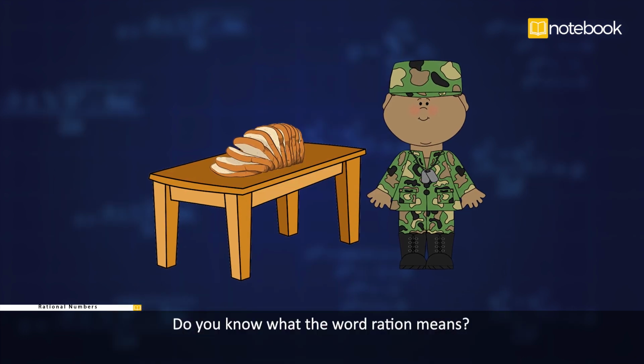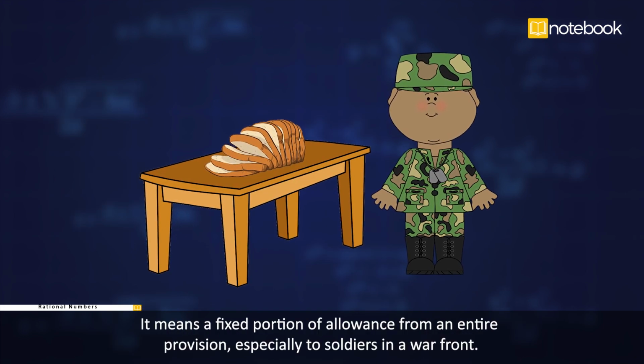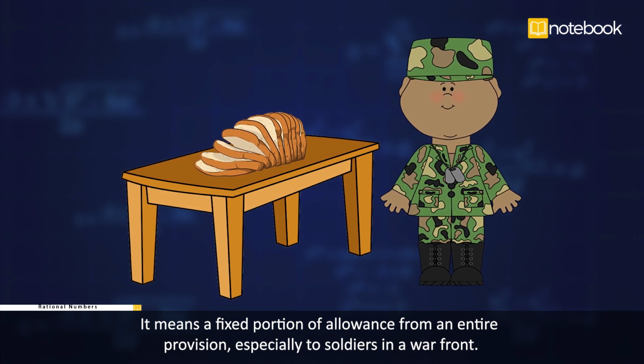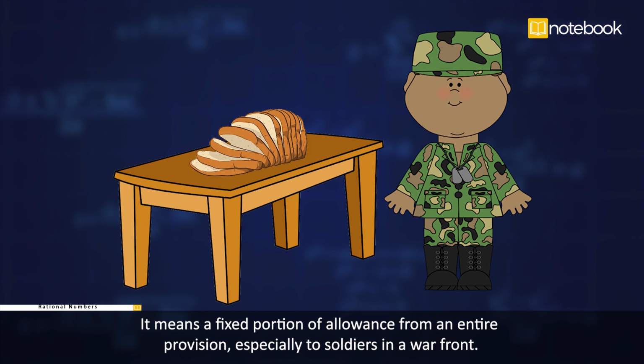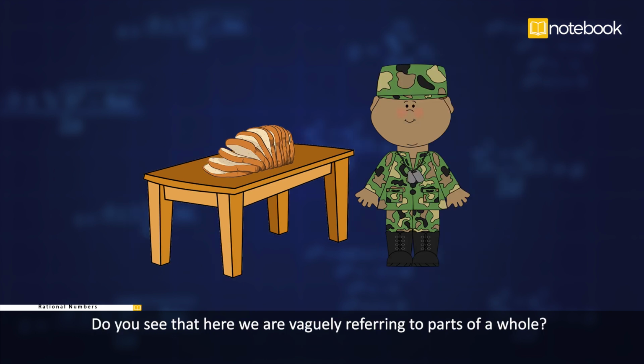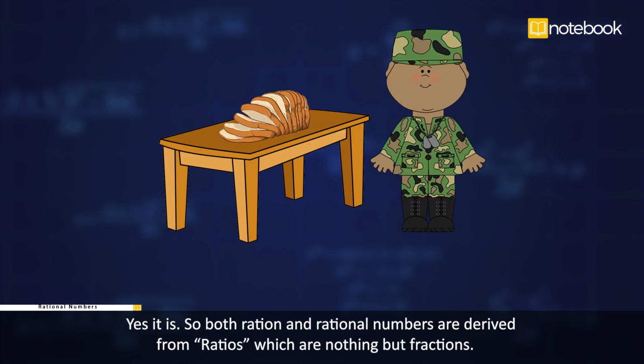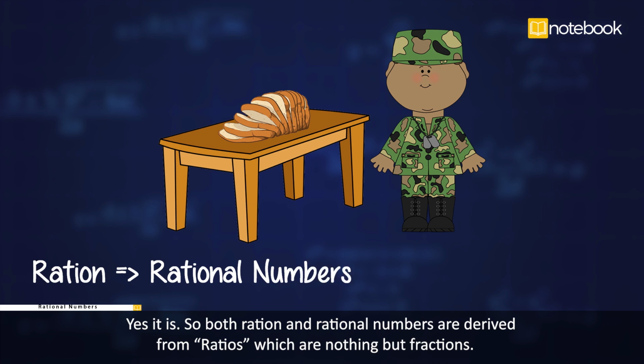Do you know what the word ration means? It means a fixed portion of allowance from an entire provision, especially to soldiers in a war front. Do you see that here we are vaguely referring to parts of a whole? Isn't that the same meaning as a fraction? Yes, it is. So both ration and rational numbers are derived from ratios, which are nothing but fractions.